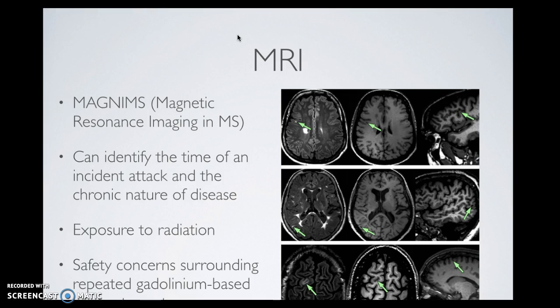The last and often the most highly regarded test in diagnosing MS is the MRI. So it's really good in identifying the time of an incident attack and the chronic nature of the disease. Although lesions may be found that are unrelated to MS and may be pre-existing, so it cannot be solely used in diagnosing MS.